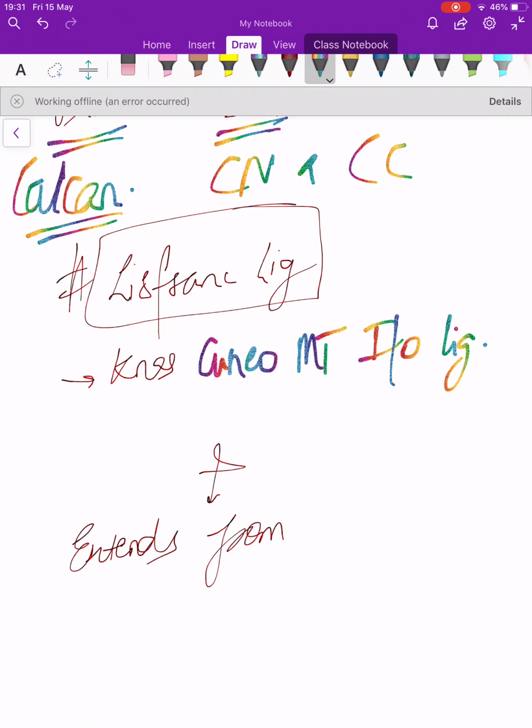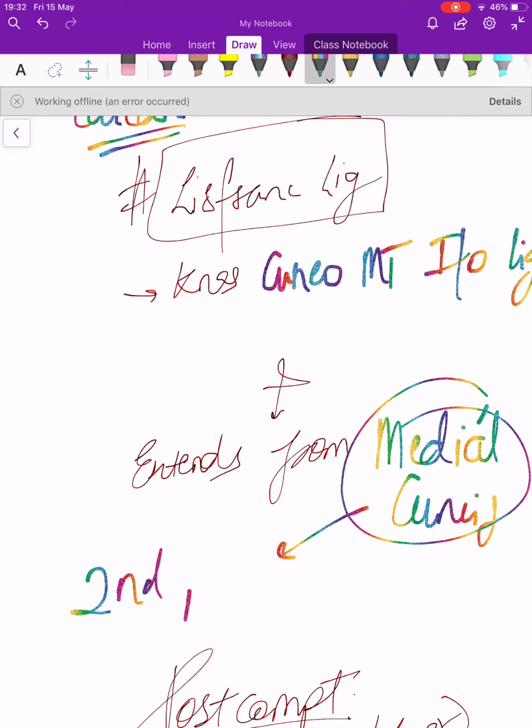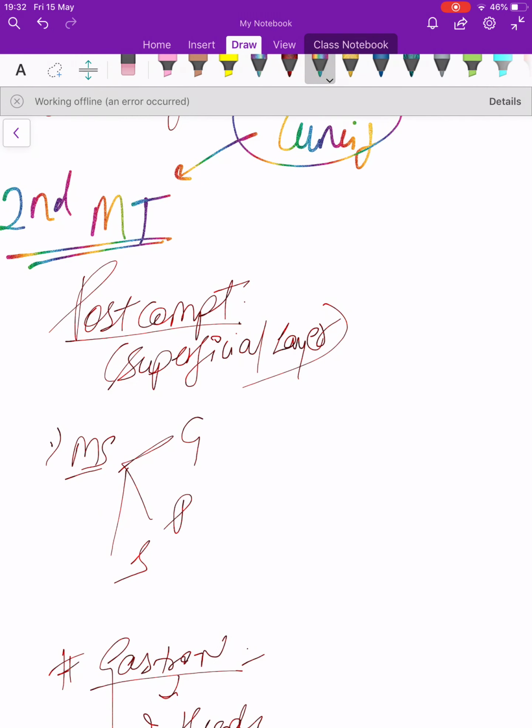So it extends from medial cuneiform to second metatarsal, right. Then next is regarding the posterior compartment of the leg. So posterior compartment of the leg has two layers, the superficial layer and the deep layer. So what are all the muscles of the superficial layer? Superficial layer has the gastrocnemius muscle.